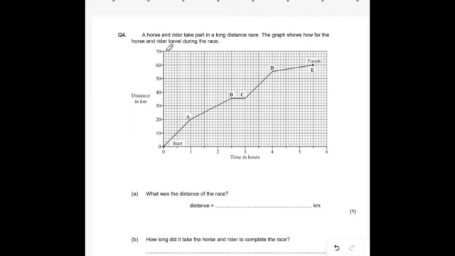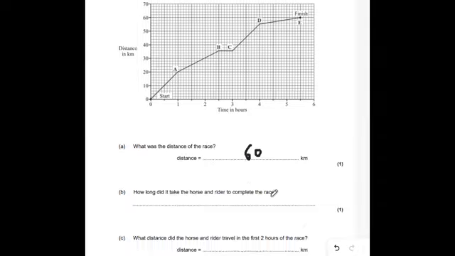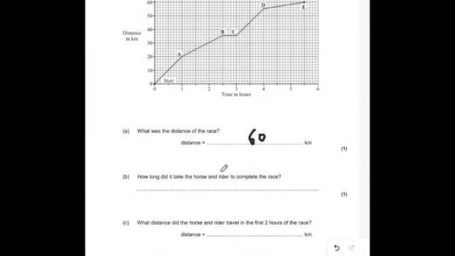And now this is like a real life example. This is a proper one you'll get in an exam. A horse and rider takes part in a long distance race. The graph shows how far the horse and rider went during the race. The first question is, what was the distance of the race? So you can see the distance of the race. F is the finish line, and if you go across, it's 60. So distance is 60 kilometres.